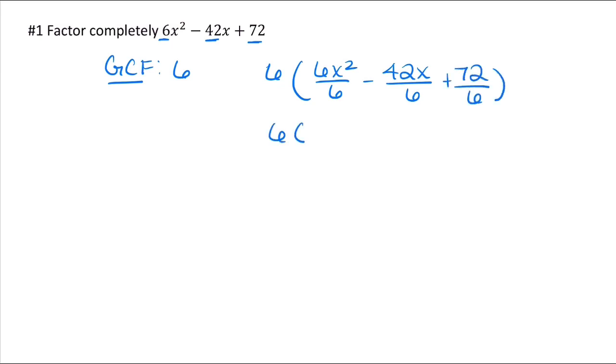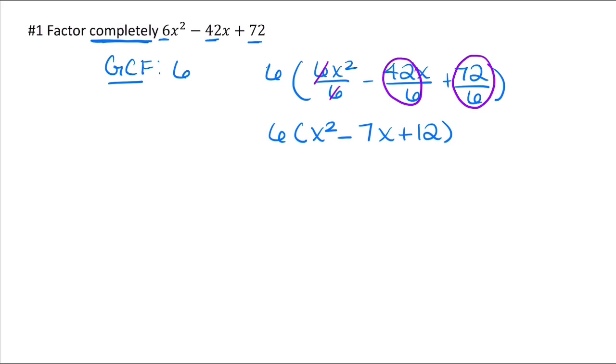So that's going to give me 6 times, and then here, notice that 6 and 6 will cancel. So I have just x squared. And then I have minus, well, I have 42 divided by 6, which is going to give me 7x. And then I have plus, well, I have 72 divided by 6, which gives me 12. So now I have this trinomial here, but notice it always tells me to factor completely. So that means I may need more than one factoring step in order to fully simplify these expressions.